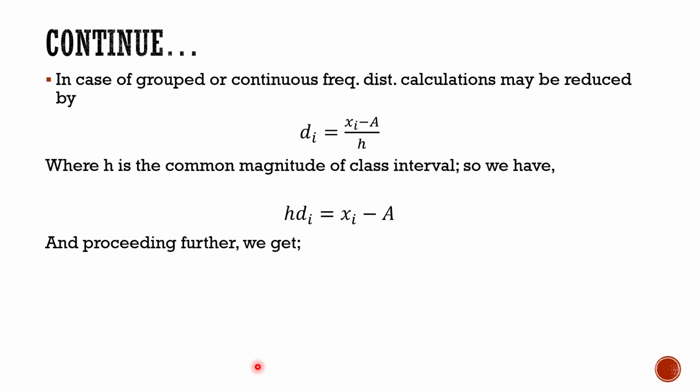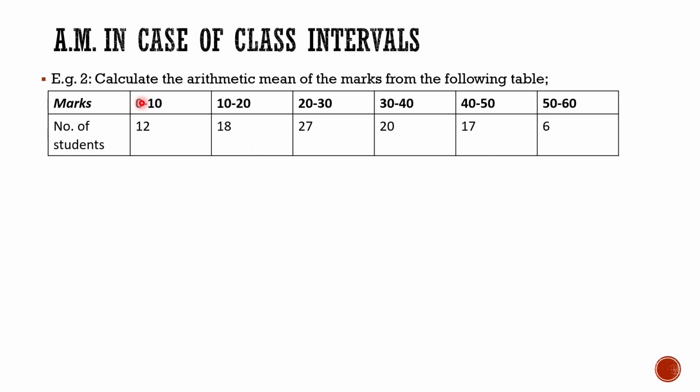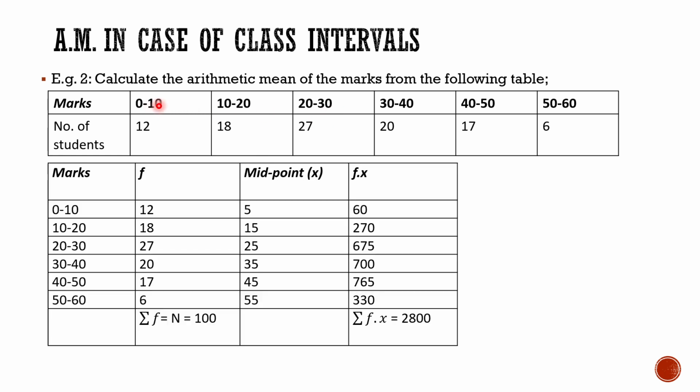I'll take an example. For a grouped or continuous frequency distribution, if you have class intervals, then you can make the calculations even easier, and here the deviation di would be equal to xi minus a divided by h, not only xi minus a. So here you are dividing by h, and h is the common magnitude of the class interval. As we have shown you earlier, in this particular example the class interval is 10 in each class. So this 10 is h here.